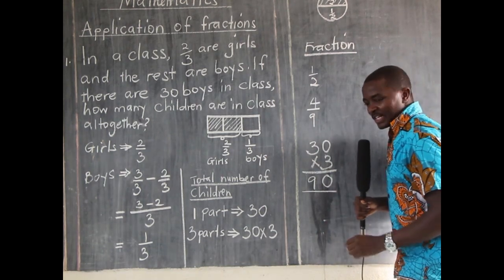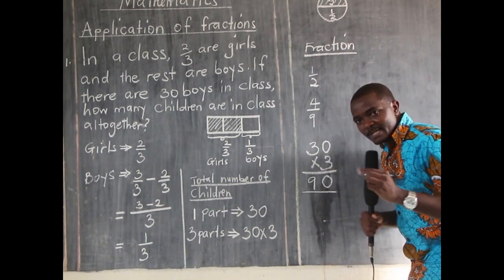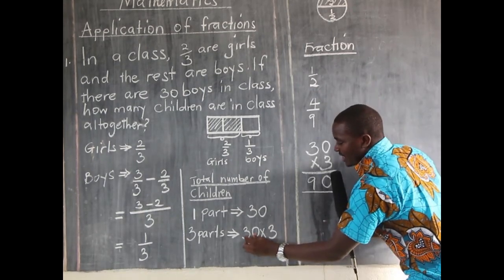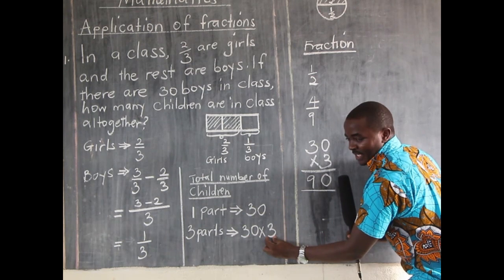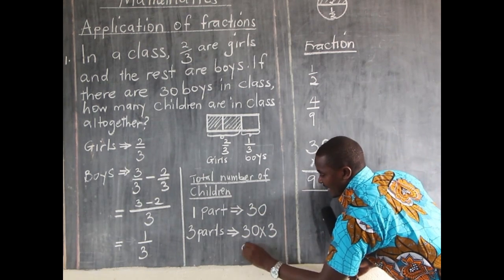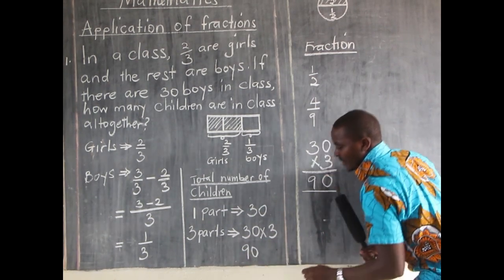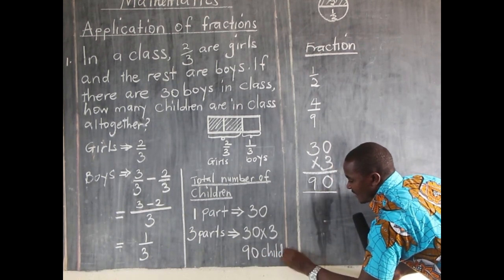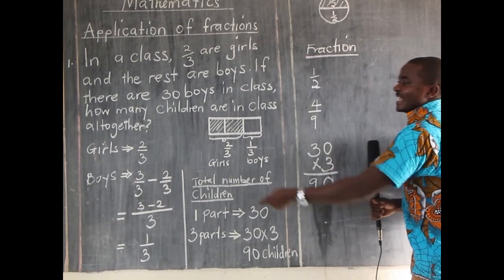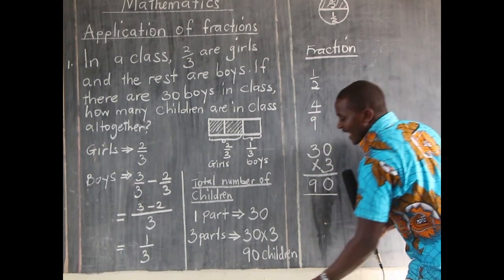Somebody can say there is simple computation here, that for 30 times 3, I can get 3 times 3, which is 9, and I add a 0. So we will get 90 children. So 90 children is the total number of children in the class.